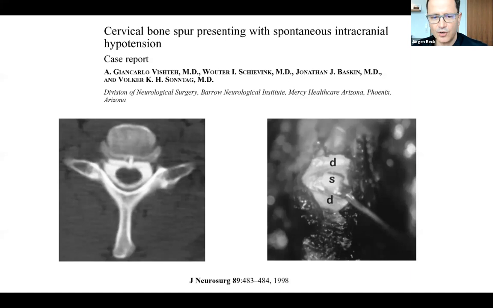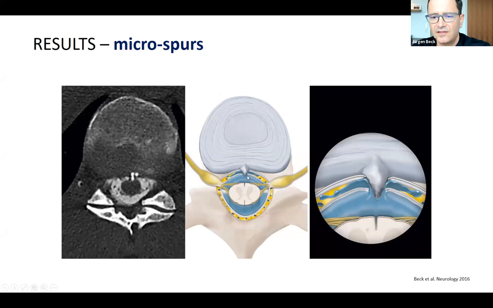It's very rewarding once you found the leak. So of course, one of the first, or at least to my knowledge, the first description of this tiny little microspur was by Wouter Schievink, published in 1998. And they look exactly like in his publication, these tiny little microspurs. They cut the ventral dura, and CSF is oozing out.